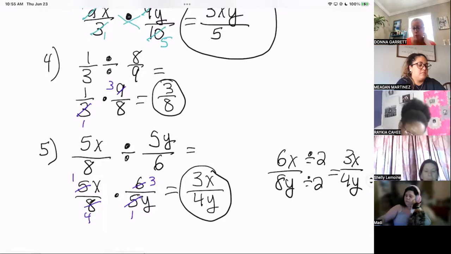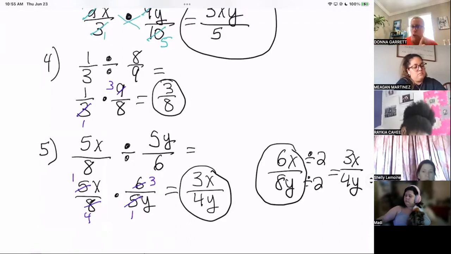Always ask yourself, are you completely simplified? I forget sometimes that I know in my eyes when it's simplified, but sometimes if you get something like this, just take one extra look and just say, can I divide by anything? If the answer is yes, you got one more thing to do.